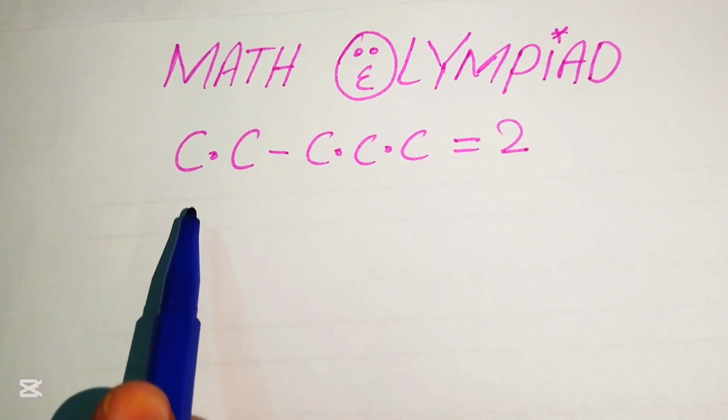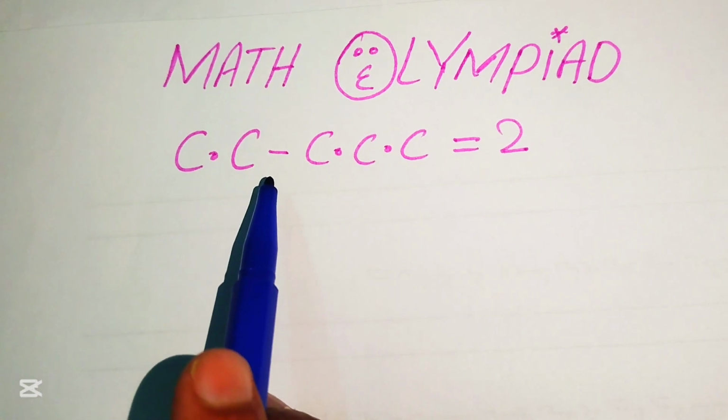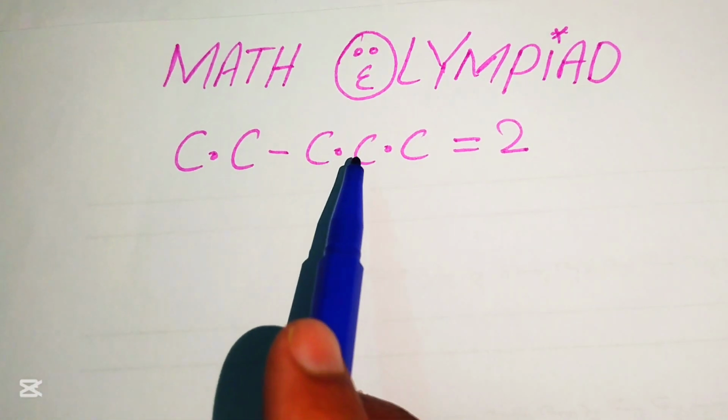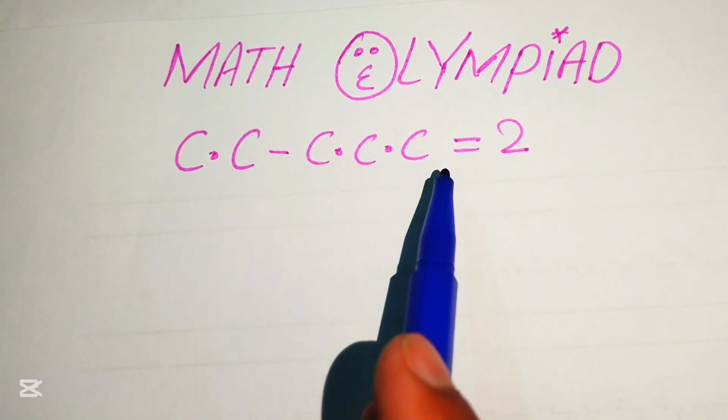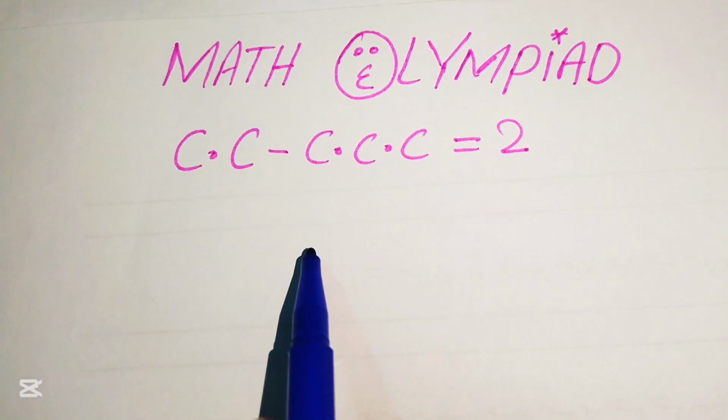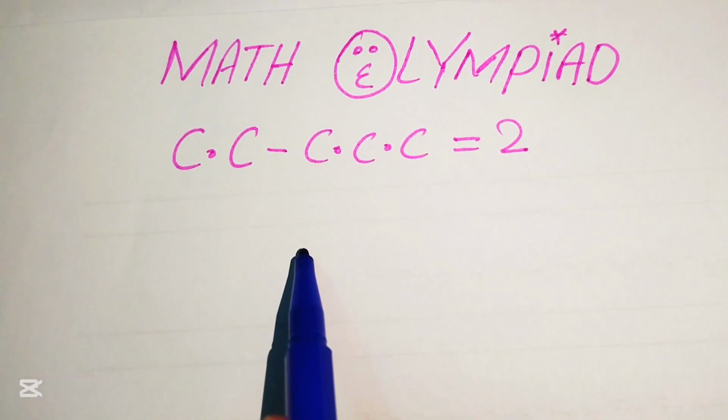So here we have c multiplied by c minus c multiplied by c multiplied by c, and this whole equals 2, and we solve this problem for the values of c.